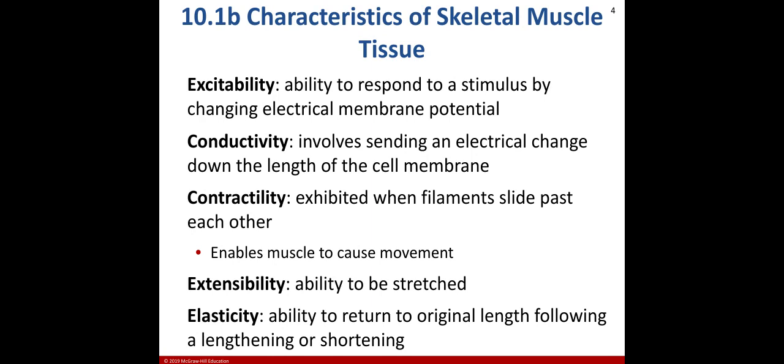Some characteristics that we need to know about in general for our muscle cells is that they are excitable. They have this ability to respond to stimuli or change their electrical membrane potential. They are conductive. That means that they can send electrical charge down the length of the cell membrane. They are contractile, meaning that they have filaments that can slide past each other, which is what is causing movement. They are extensible, which means they have the ability to be stretched, and they are elastic, meaning that they have the ability to return to their original length after they lengthen or shorten.